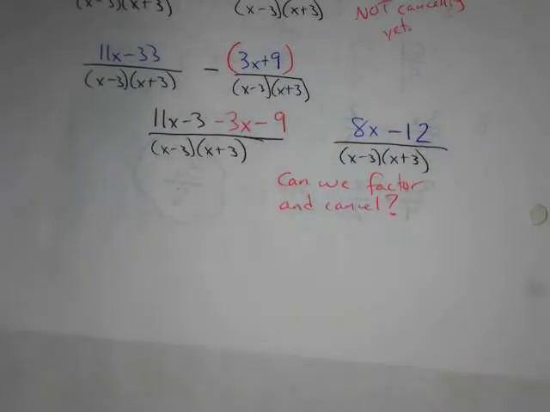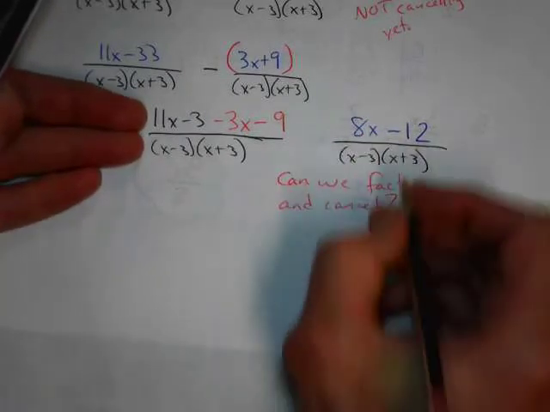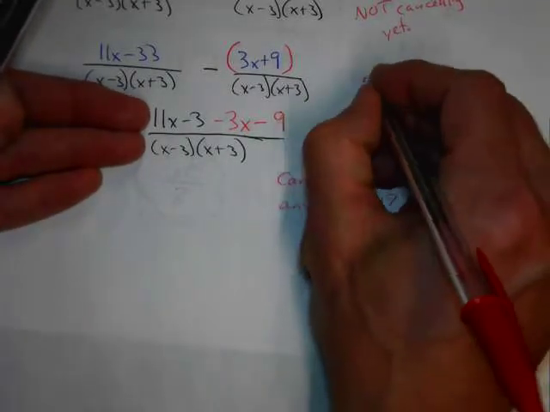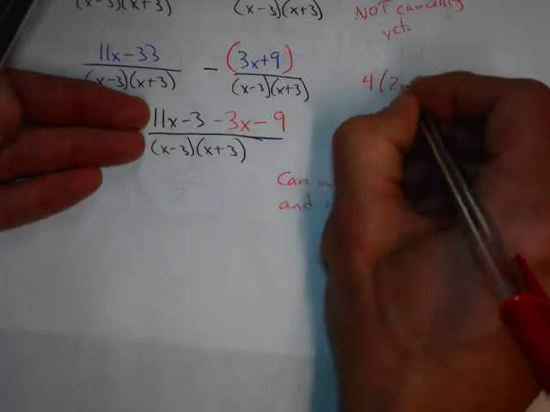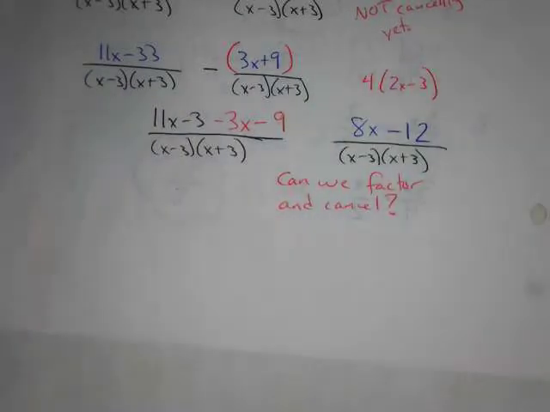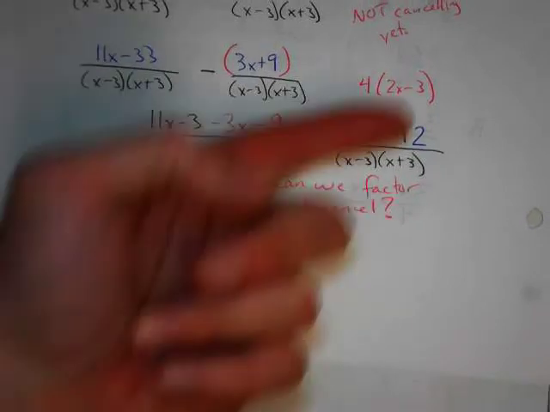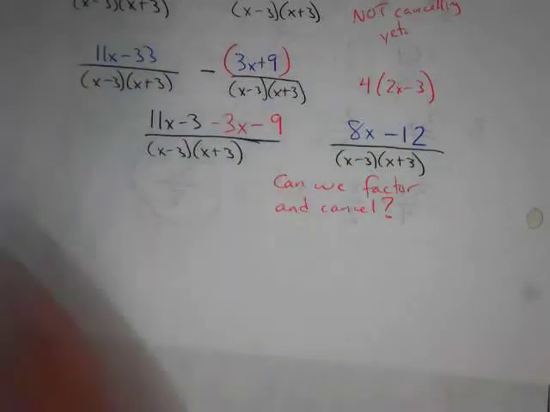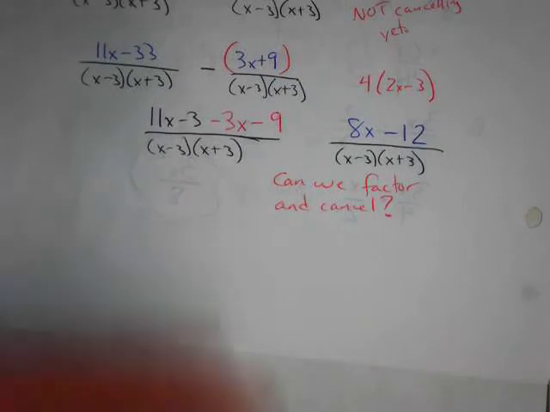And when you look at that numerator, yeah, we can factor it. The GCF between 8x and 12 is 4. So can we factor it out? We have 2x minus 3. You know what, we could factor it, but nothing would cancel. We get 2x minus 3, x minus 3 doesn't cancel. So we could factor it, but we wouldn't cancel anything.